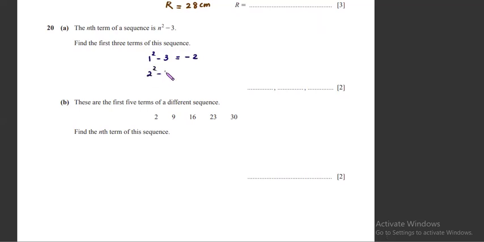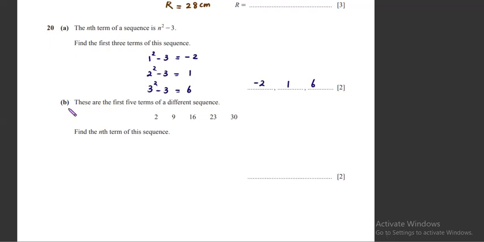Then 2 squared minus 3, which will give us the second term, which is 2 squared is 4, 4 minus 3 is 1. Then we have 3 squared minus 3. 3 squared is a 9. 9 minus 3 is a 6. So we need to do the square, and then only we need to subtract it. So the 3 terms are negative 2, 1, and 6.